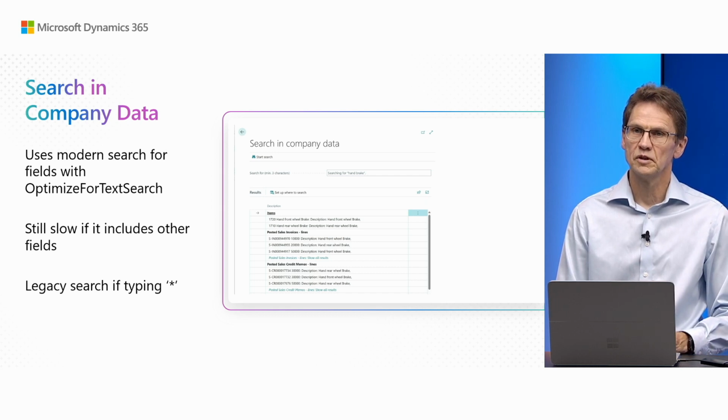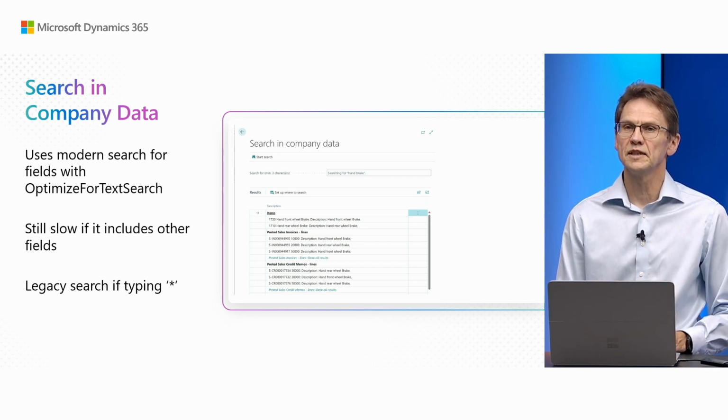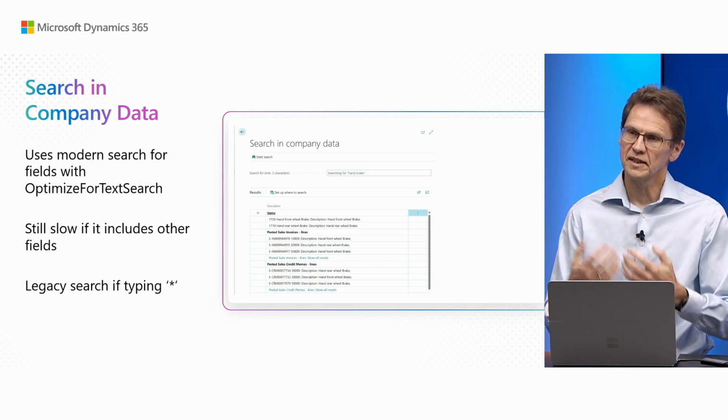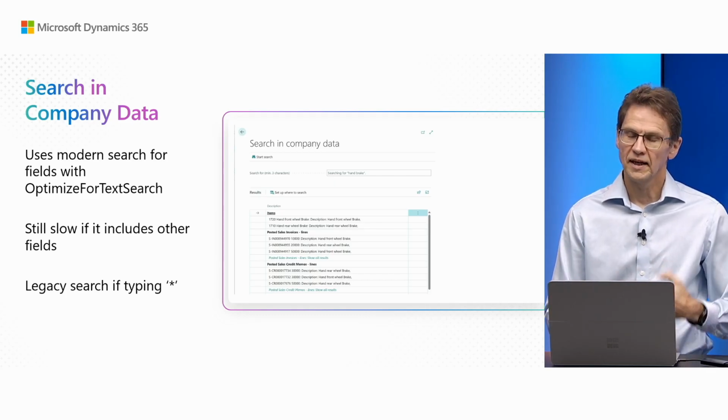optimized for text search. But if you include fields which are not part of the text search index, then you will still get the other behavior, the existing behavior, and unfortunately also the existing performance. Again, you can use the contain search by typing the star.